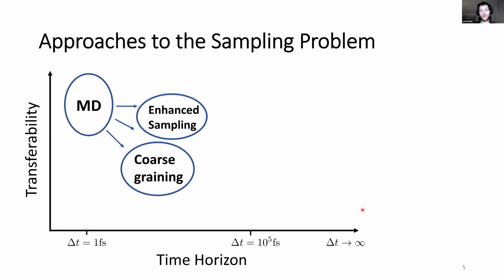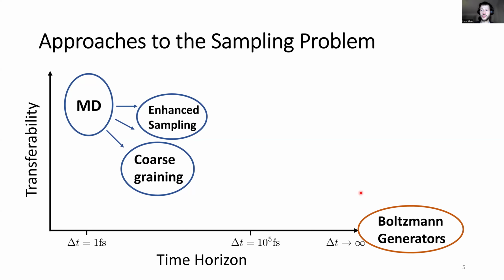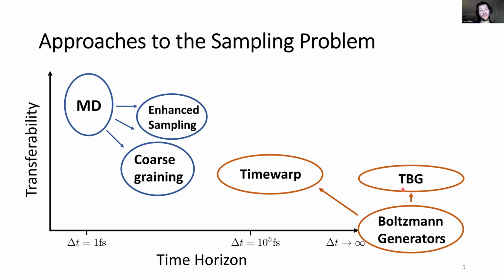But what I'll be talking about today is at the other end, so-called Boltzmann generators, which generate independent samples, so essentially an infinite time step. But the problem with Boltzmann generators was that they're not very transferable. Today I'll also talk about transferable Boltzmann generators, so TBG. Another method we worked on is what we call Timewarp, where from these simulations we predict large steps ahead with a machine learning model. But today I'll focus on the Boltzmann generator work.